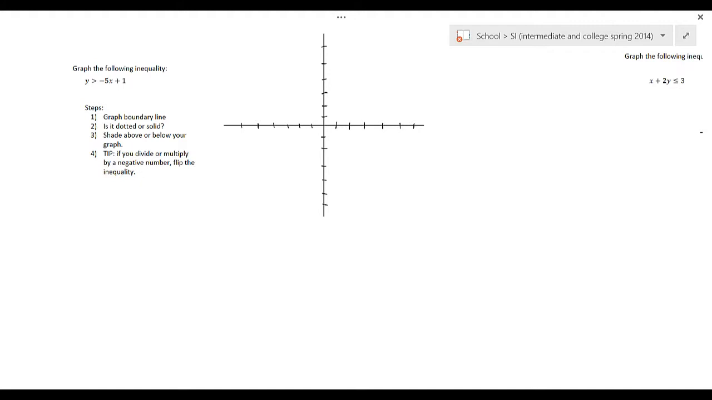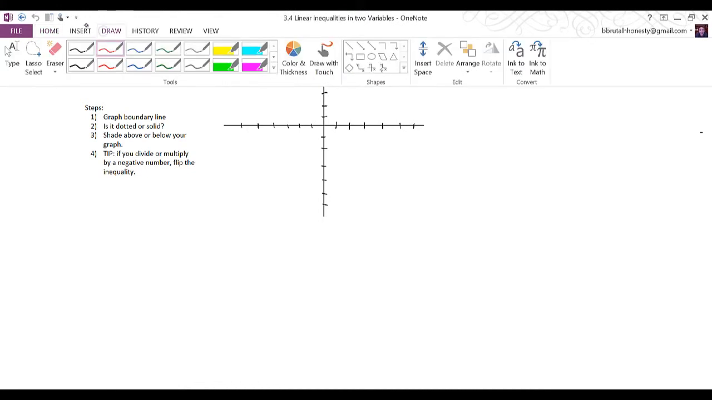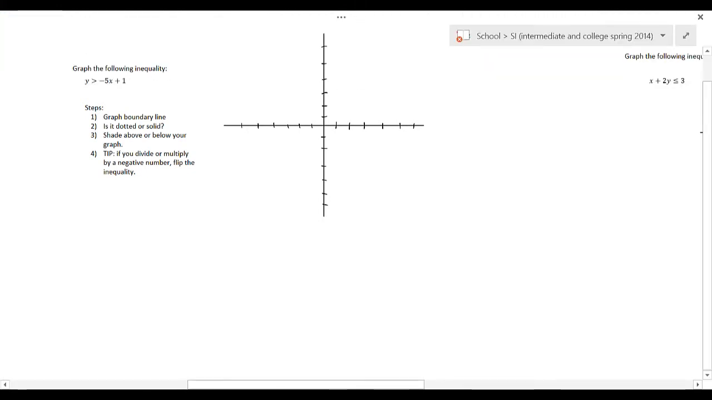Really there's only 4 steps. You have to first graph your boundary line for the inequality. Second, you have to decide if it's a dotted or a solid boundary line, and then you have to interpret whether or not you have to shade above or below, or of course to the left or to the right of your graph.